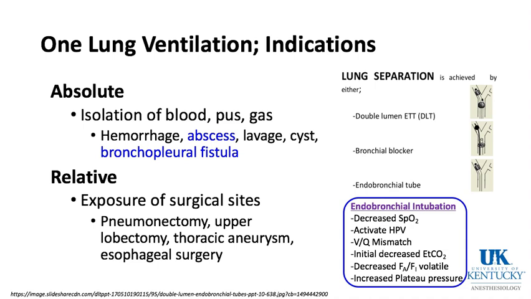Bronchopleural fistula, where if you are ventilating both lungs, the air is going to go down the path of least resistance, which is down into the lung with the bronchopleural fistula and out the fistula, and you may have very ineffective ventilation of the good lung. And so absolute indications are those for one-lung ventilation.